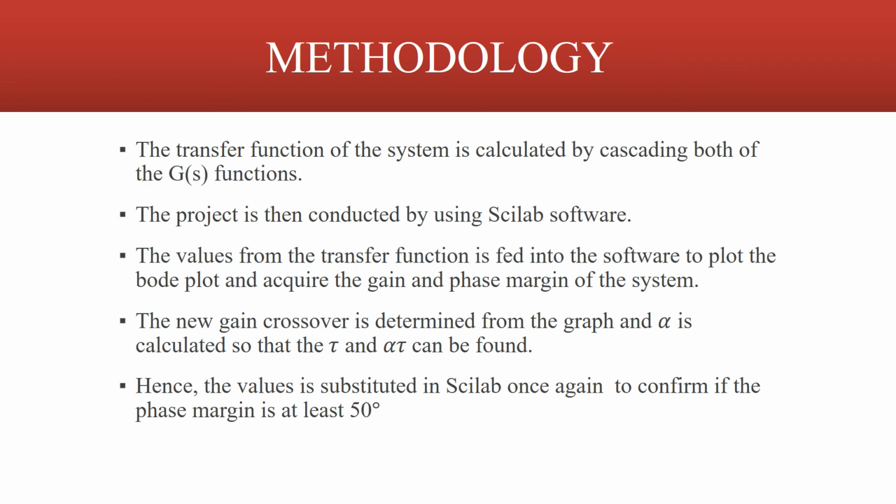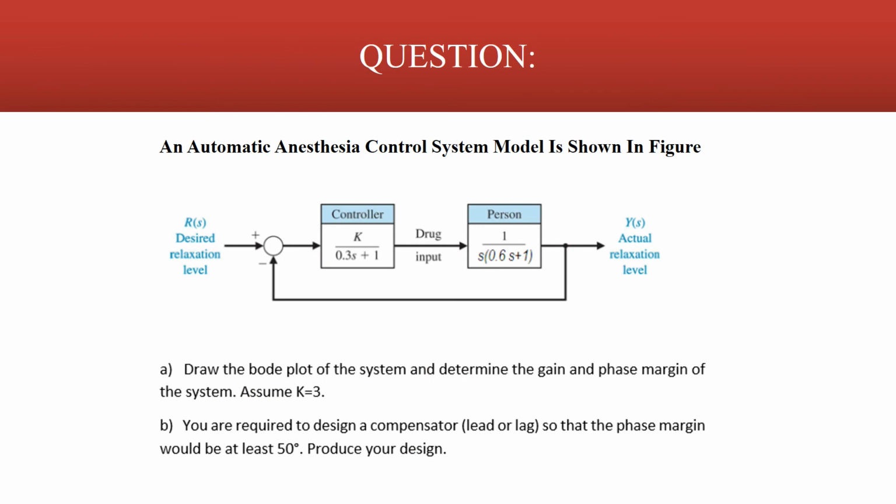Hence, the values are substituted in Scilab once again to confirm if the phase margin is at least 50 degrees. Here is the question that we are required to solve, which you can see on the screen. An automatic anesthesia control system model is shown in the figure. In this figure there is an input R of S and an output Y of S, and here we also have the controller and a person, and it also indicates this is a feedback control system.